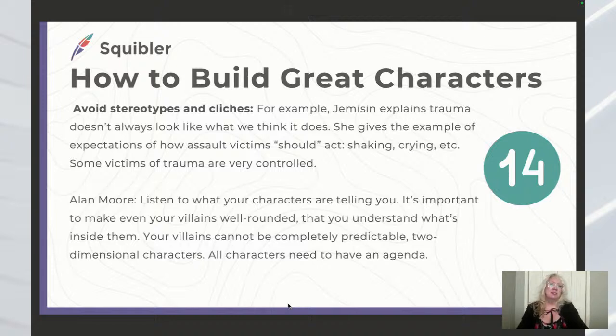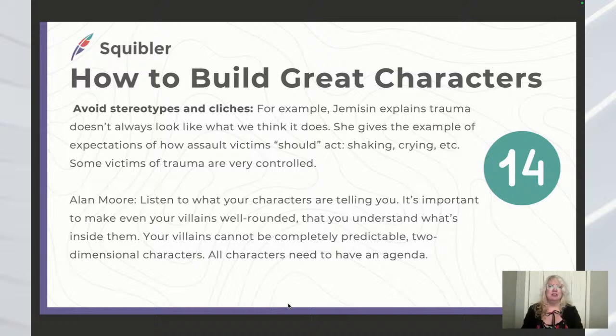You want to avoid stereotypes and cliches. N.K. Jemisin explains that trauma doesn't always look the way that we think it does. She gives the example of expectations of assault victims and how we think they should act on film or in books, crying and shaking. But she points out that some victims of trauma are very controlled.